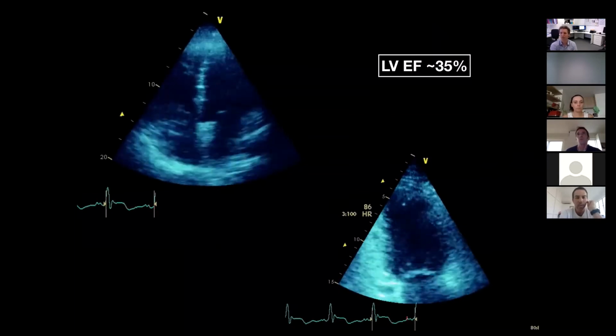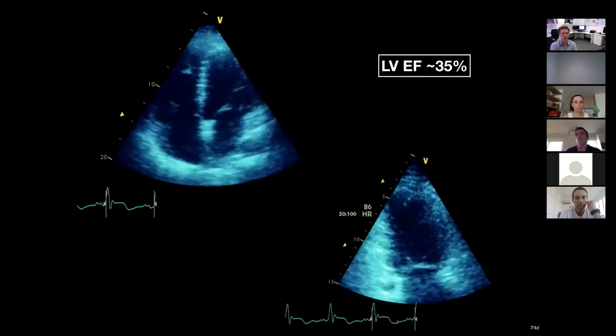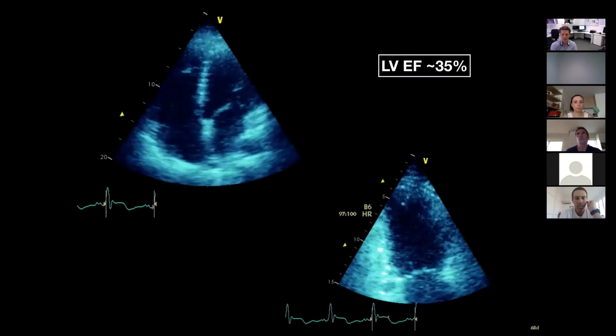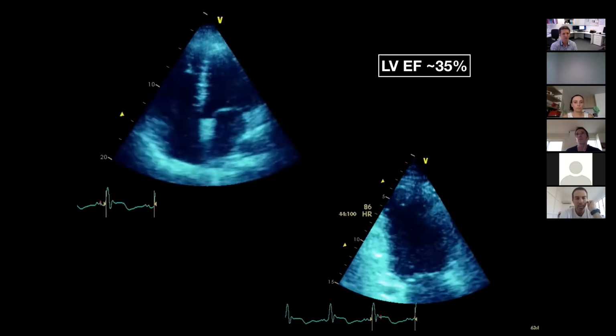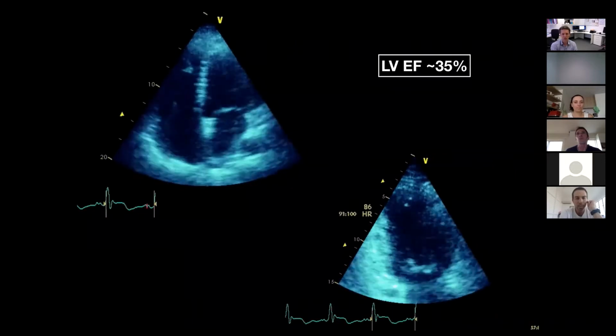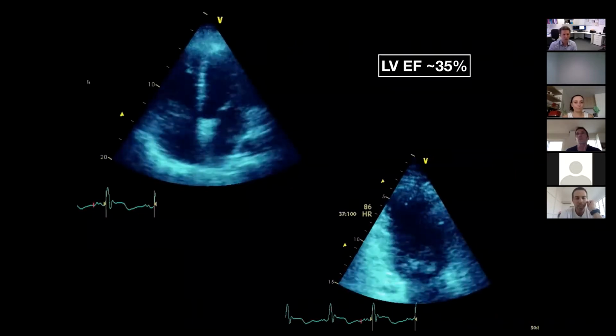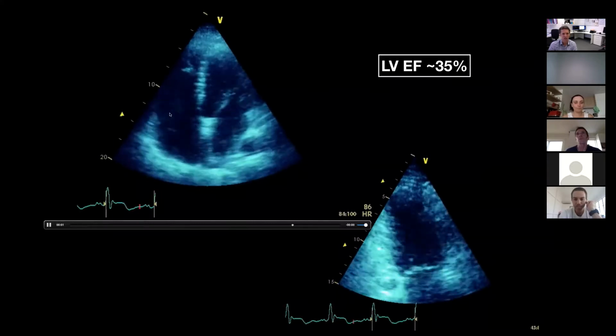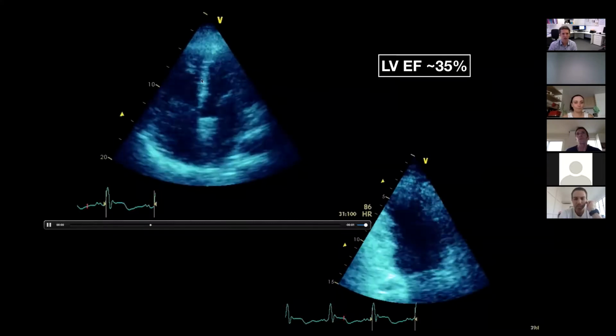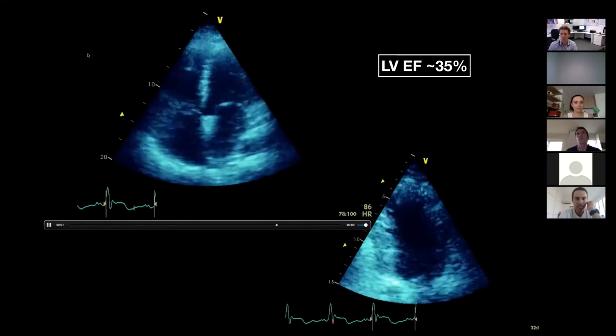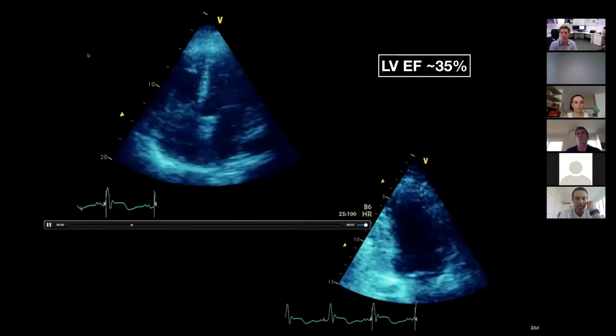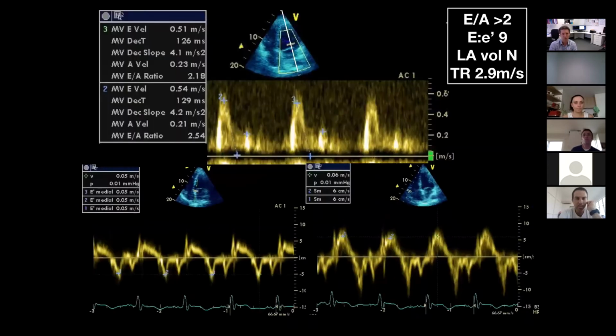Yeah, I guess 35%, so it's kind of sitting with where you are. Probably on a second look, I'm leaning towards 30 as well. Just in the interest of time, I might crack on, because I don't think this will change anything you've said. And again, I'll add that we're not seeing any obvious regional wall motion abnormalities, and this looks like more of a global picture, just as you said before.